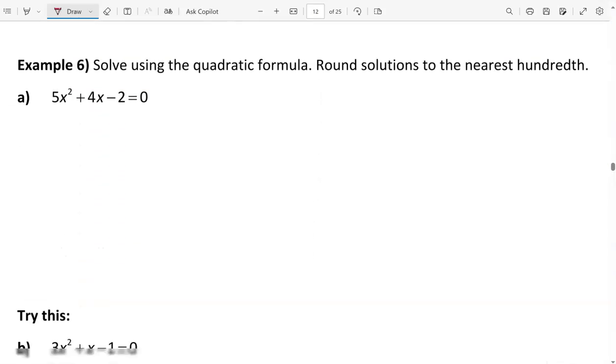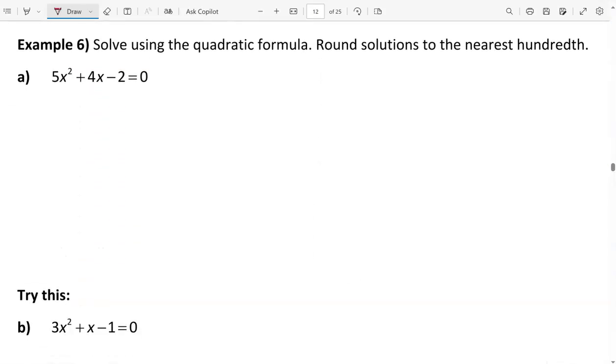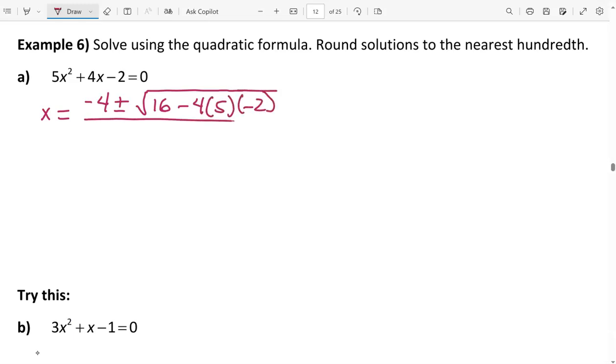So, in example 6, we are going to solve using the quadratic formula and round our solutions to the nearest hundredth. So, this is already set up for the quadratic formula. The very first thing I'm going to do is write down what I am doing. Don't do it all in the calculator. Something must be written down. So the opposite of b plus or minus the square root of b squared minus 4 times a times c all over 2 times a.